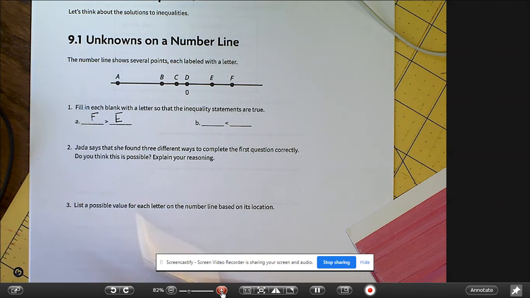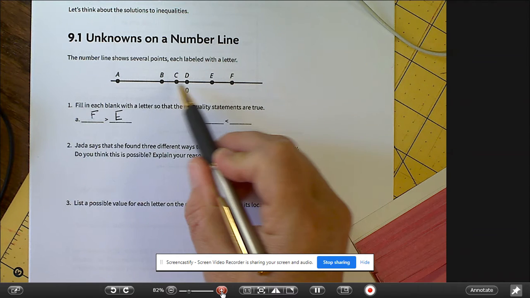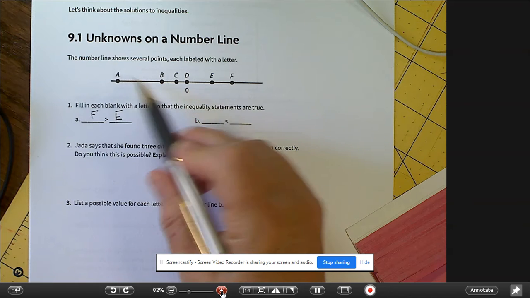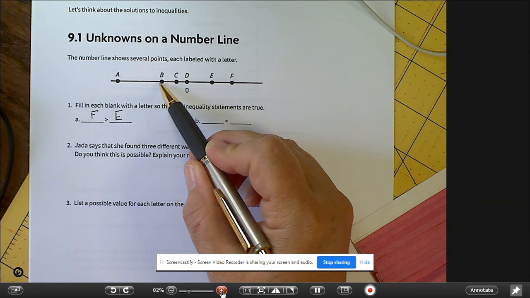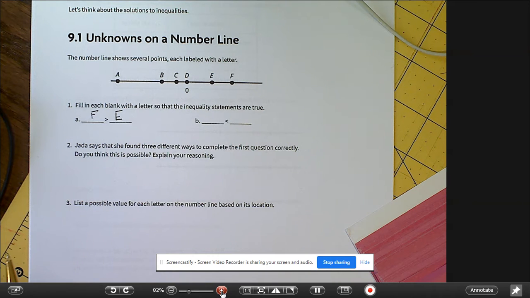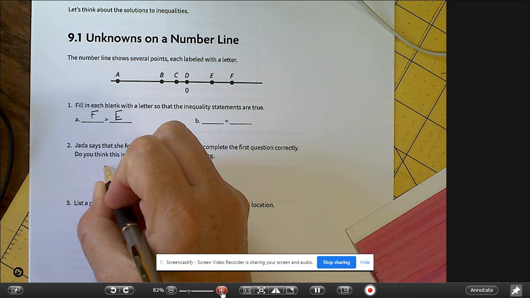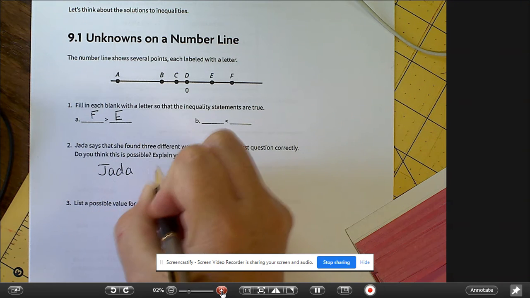All right, and number 2, Jada says that she found 3 different ways to complete the first question correctly. Do you think this is possible? Well, we just said that. So you could say B is greater than A, D is greater than A, and there are even more than that. So yes, Jada is correct.